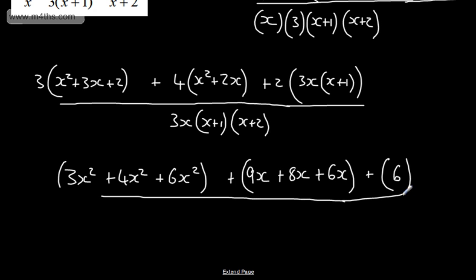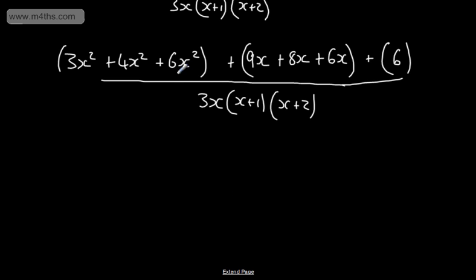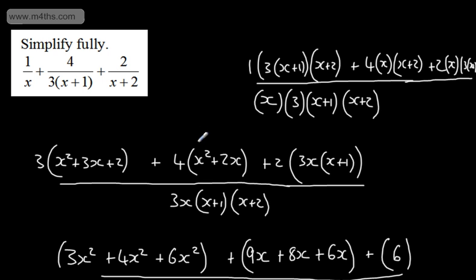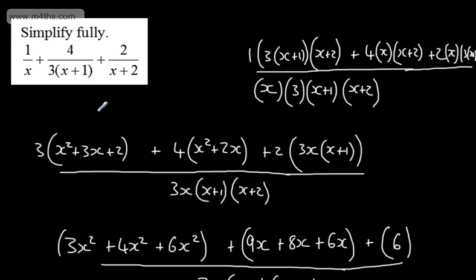The common denominator of 3x, x plus 1, and then x plus 2. So let's go ahead and do that. What have we got? We've got 13x squared, plus 23x, plus 6, all over 3x, then x plus 1, and then x plus 2. So there we go. I'm not going to see if this one factors. Just looking at it, I'm not going to even try. But if you want to find out whether this is correct, what we could do is just let x be equal to 1 and see that it has the same value.